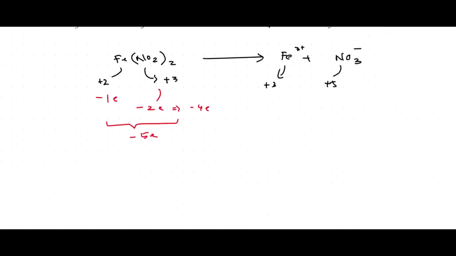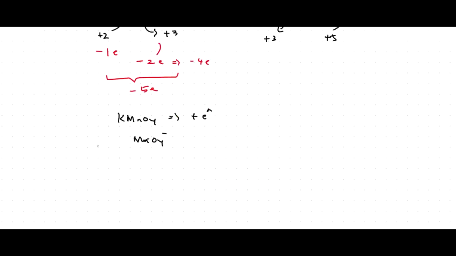So if ferrous nitrite is oxidized, in that case, the potassium permanganate gets reduced, which means it accepts electrons. So in potassium permanganate, the permanganate gets reduced into Mn2+. So in permanganate, the oxidation state of manganese is +7, and it gets reduced into +2, which means it accepts 5 electrons. So therefore, for the reduction of 1 mole of potassium permanganate, we need 5 electrons.